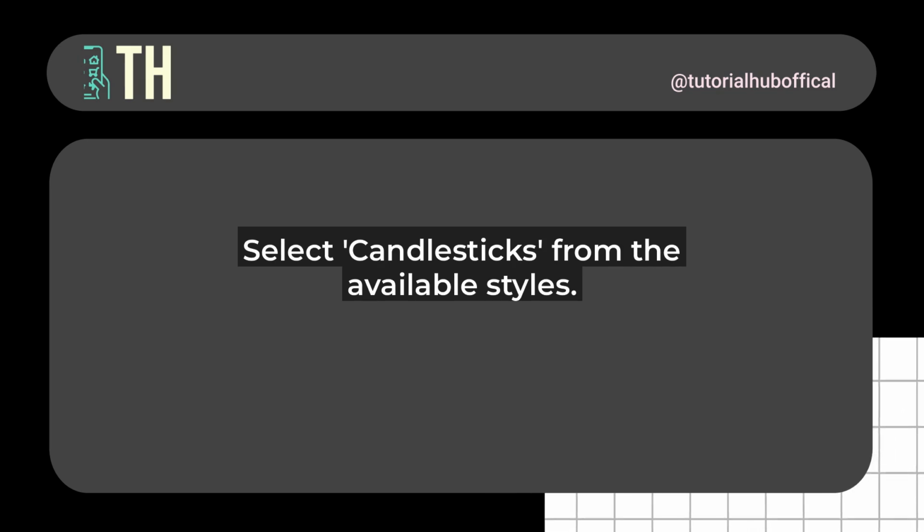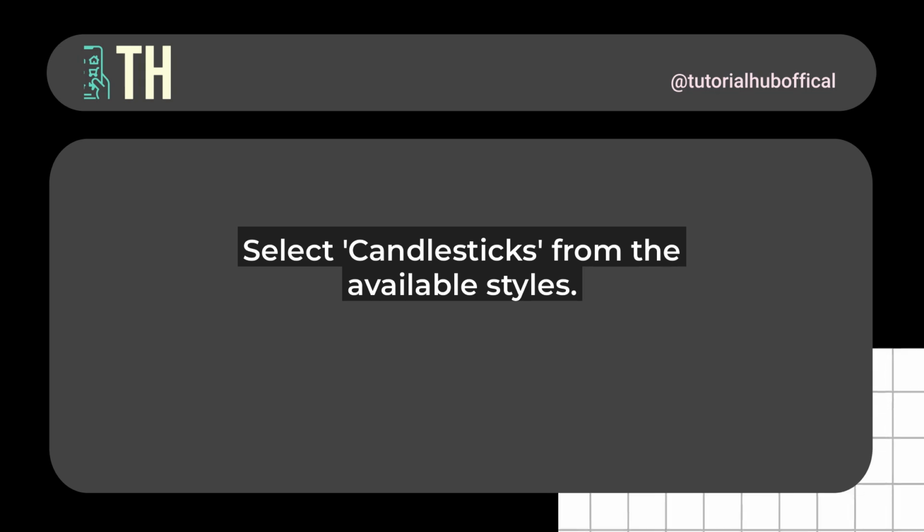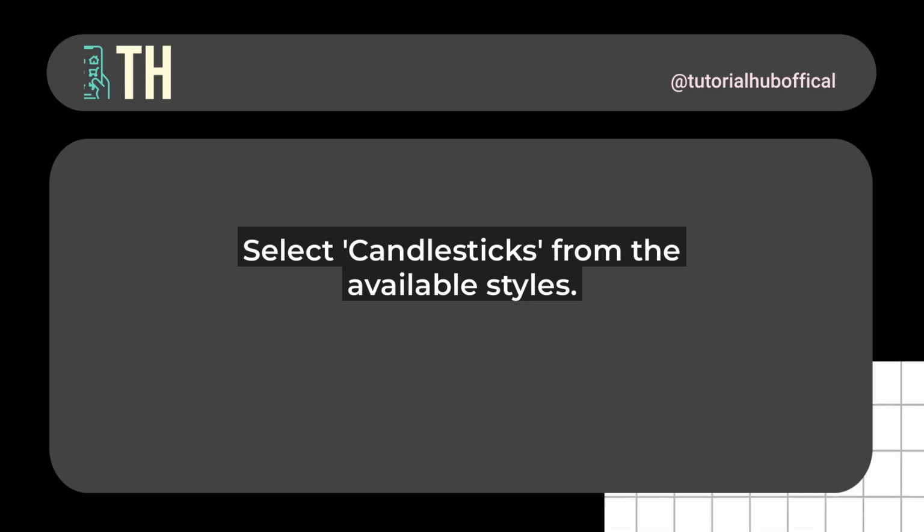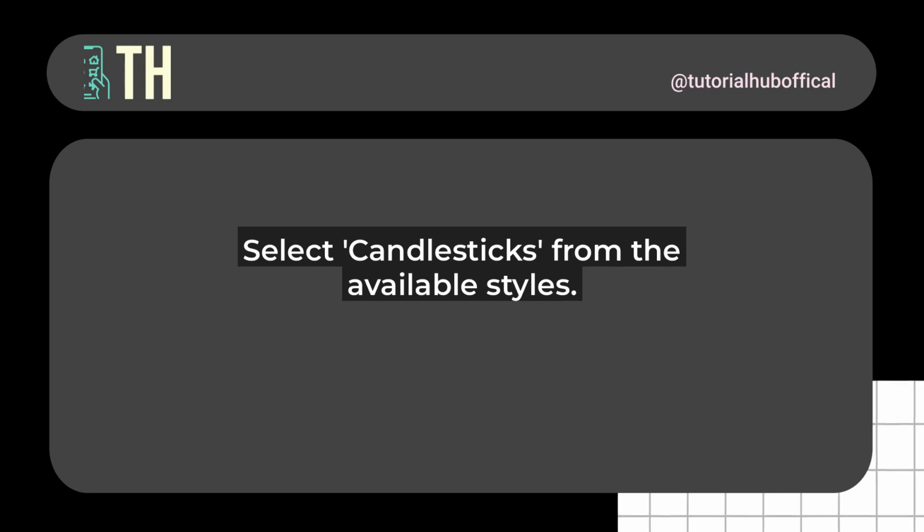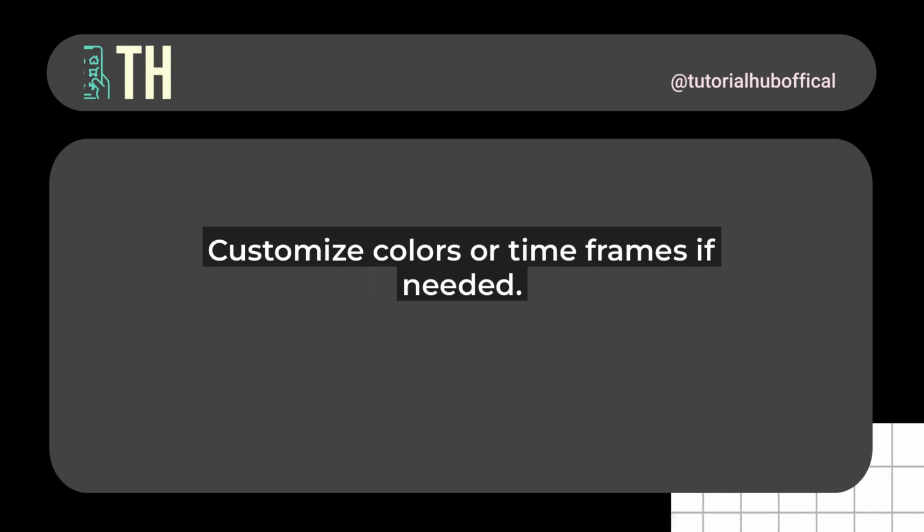It's that simple. Robinhood might ask you to confirm or customize your view, so take a second to adjust colors or time frames if you want. For example, you can switch to a 1-minute or 1-hour candlestick view depending on your trading style. Once you've made your selection, hit Apply or Save, and voila, your chart will update instantly.